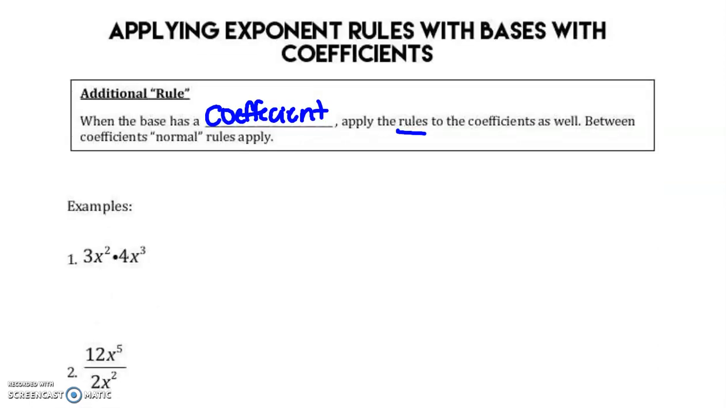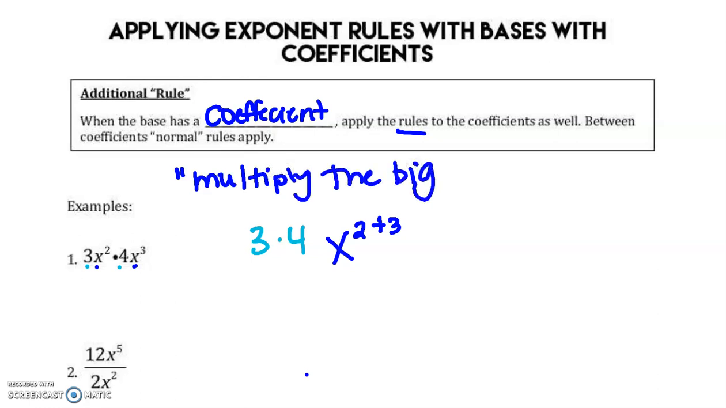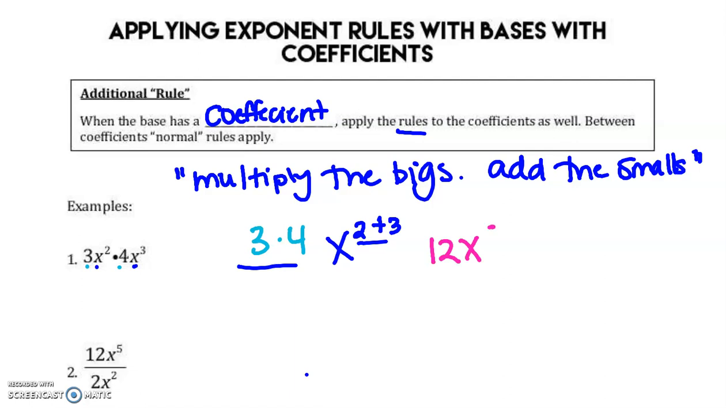Okay, now this is our product rule. If we have the same base raised to a power, we can add the exponents. So we have x to the 2 plus 3. But what are we doing with the big numbers here? Well, these numbers are multiplied together. There's a multiplication sign in between them. So we are going to multiply them, 3 times 4. Sometimes we like to say when we're multiplying, we multiply the bigs and add the smalls. Meaning, we're going to multiply the coefficients, but we're going to add the exponents. It's all multiplication, but this is the rule that we learned that we can apply. So 3 times 4 is equal to 12, and 2 plus 3 is equal to 5.